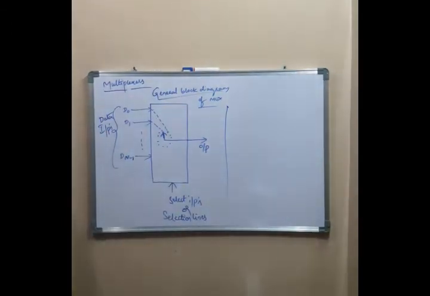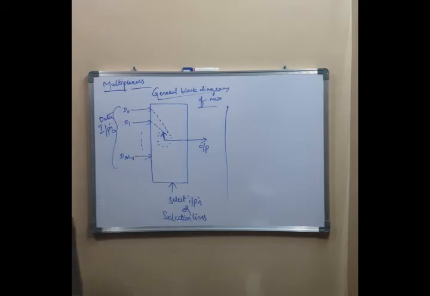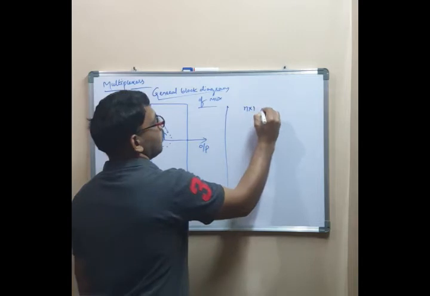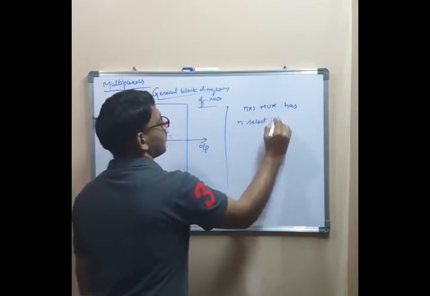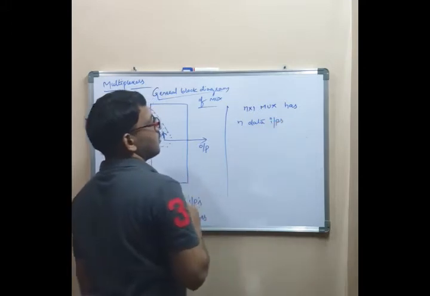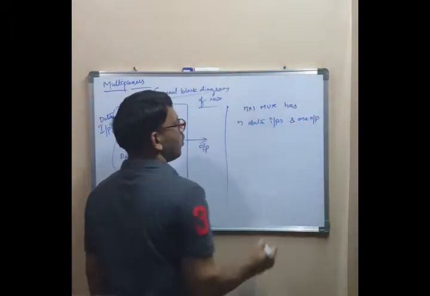Suppose, coming to our multiplexer, an n input multiplexer has how many select inputs? Or let us take the example of a 2 into 1 MUX. A MUX has many inputs and a single output, right? Many inputs and a single output. An N into 1 MUX has n select inputs, m data inputs, right? And one output.